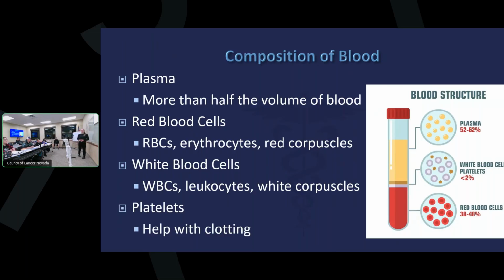And then our platelets. They help with clotting. We have a whole bunch of systems in place in our body so we can clot. Most of them come from our liver. But the platelets kind of start that cascade effect of, okay, we have an injury, let's start clotting now.